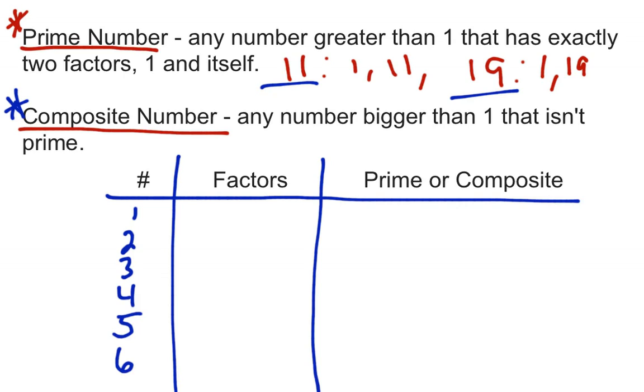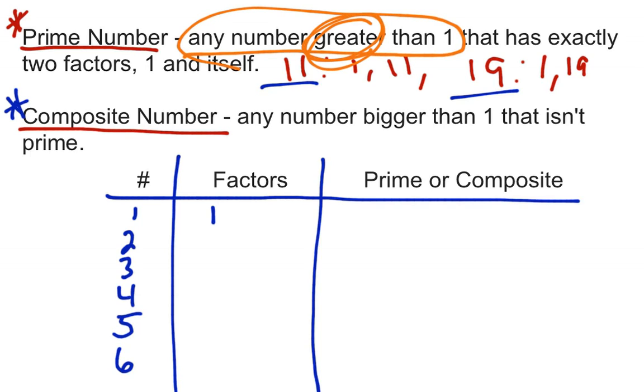So let's start with the number 1. Well, number 1 only has 1 as a factor, because 1 times 1 is 1, so 1 is the only factor. But according to our definition, it says up here that prime numbers have to be greater than 1, right here. And again, for composite numbers, it says it has to be bigger than 1. So actually 1 is one of these weird ones that is neither one. It isn't prime and it isn't composite.